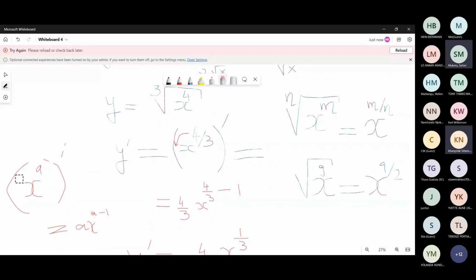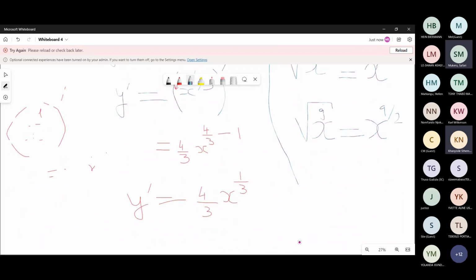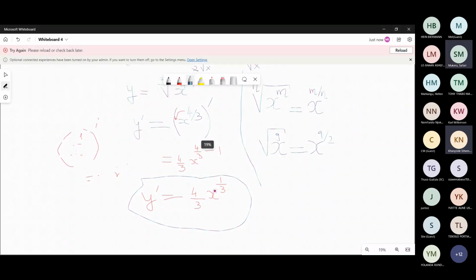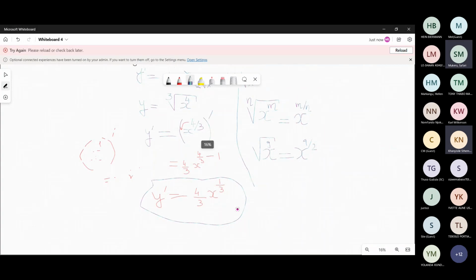Let me first clean here. The final answer is now. Basically, all this was simply to explain. Now, here, 4/3 minus 1, right? And 4/3 minus 1 is 1/3, because we can put it on the same denominator: 4 minus 3 over 3. And this is the final answer.